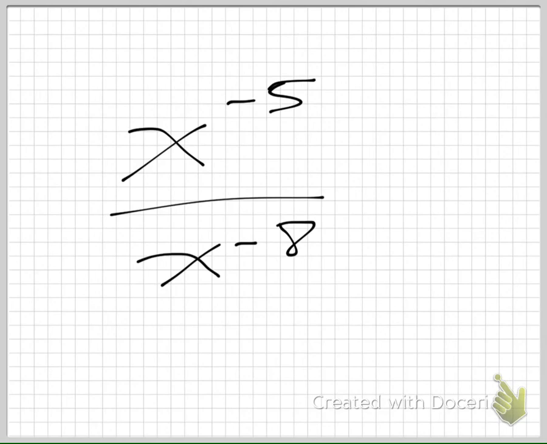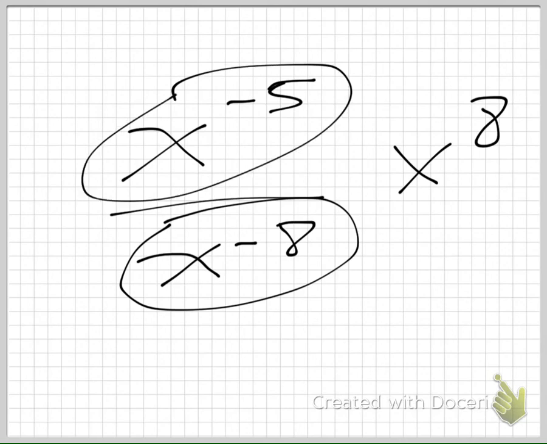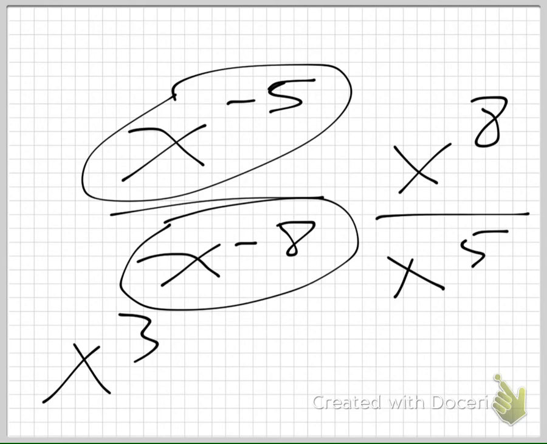So here's the deal. If you did it the long way and really wrapped your brain around it, then this becomes what? X to the 8th, where? On the top. And this becomes x to the 5th on the bottom. When I reduce this, when I eliminate them, that leaves me with x to the 3rd on the top. Did you get x to the 3rd? Okay. Makes sense? Okay. All right.